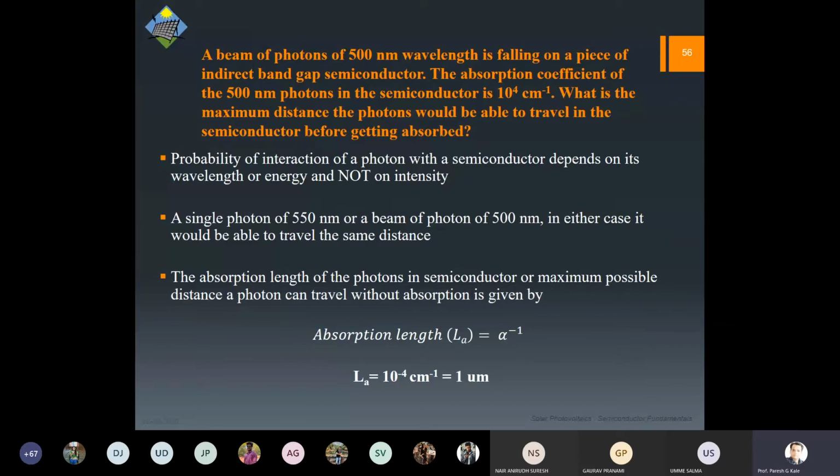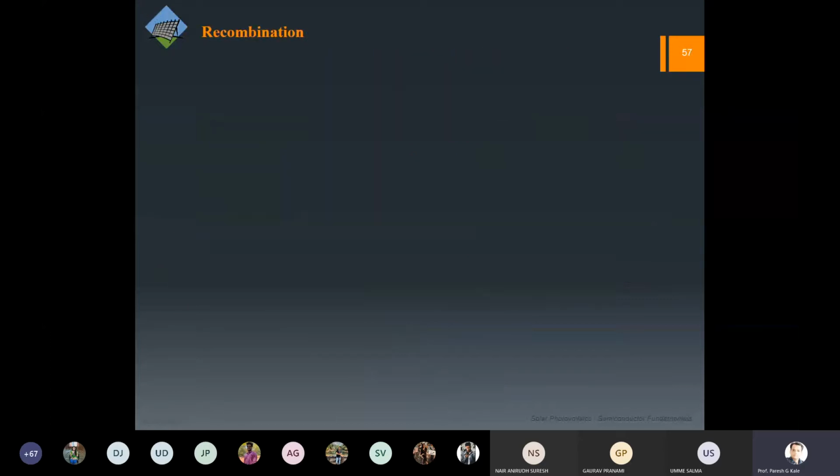Anyway, the point is, let us say if it is 500 nanometer wavelength, you can see that the absorption length is just 1 micron. Now suppose you take it as 1000 nanometers. Of course, you cannot calculate with the same data because the absorption coefficient is going to change at 1000 nanometer. Already I have told that absorption coefficient depends on the wavelength of the photon as well.